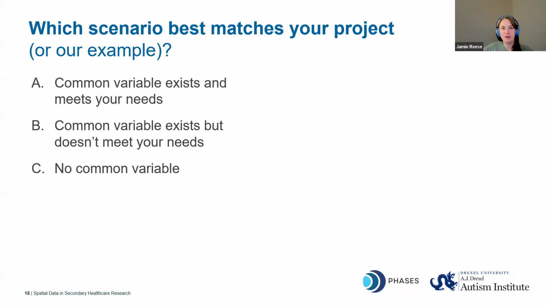So from here, let's walk through some of those other questions. Whether you're discussing or whether you're considering our example or your own work, I have a poll set up here. I just wanted to get a sense of what people might be working on. So either with the EHR and ADI example or with your own work, how would you describe your scenario? Either there's a common variable that's going to meet your needs, or there's one and it doesn't meet your needs, or there's no common variable at all. I'm going to give it a minute.